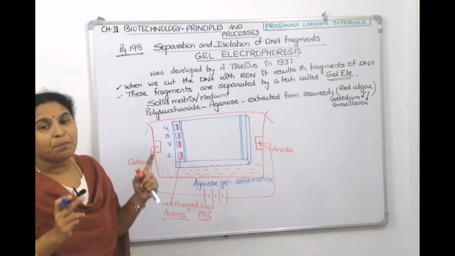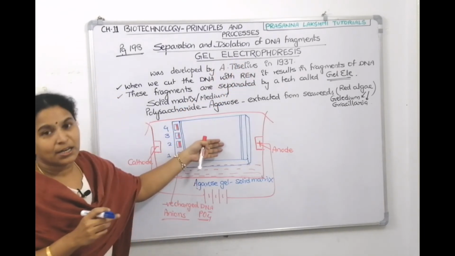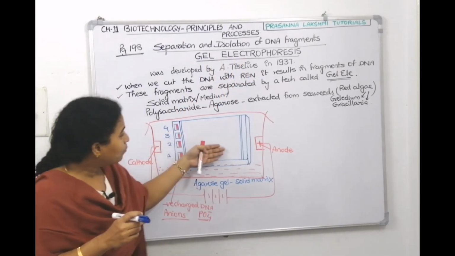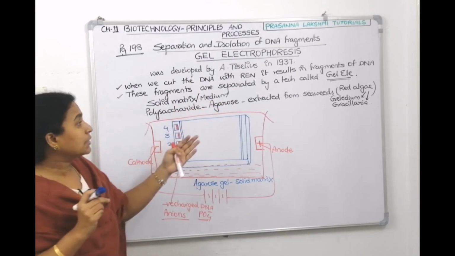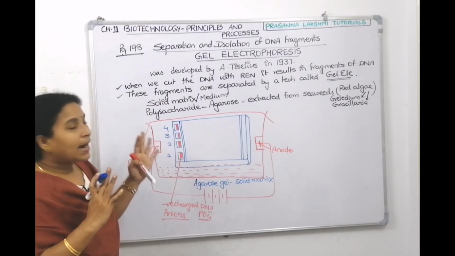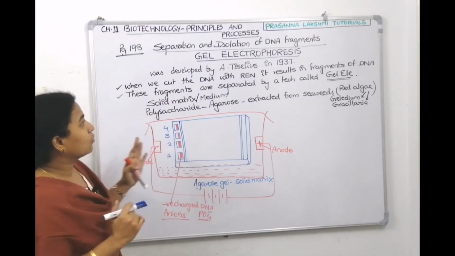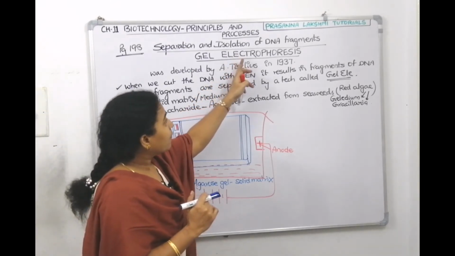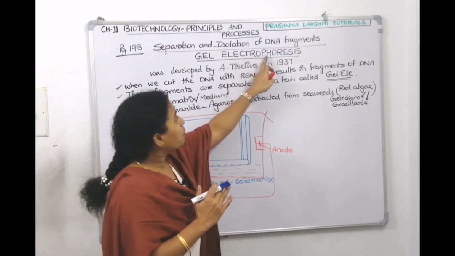So this is the separation of particles when you place them in an electric field. Gel is a solid material on which the DNA will move. That is called gel. Which gel? Agarose gel. From where did you extract it? From the cell wall of the red algae we extracted it. Now you are creating an environment by providing an electric field, by providing electrodes, and then the charged particles start moving. You understood?